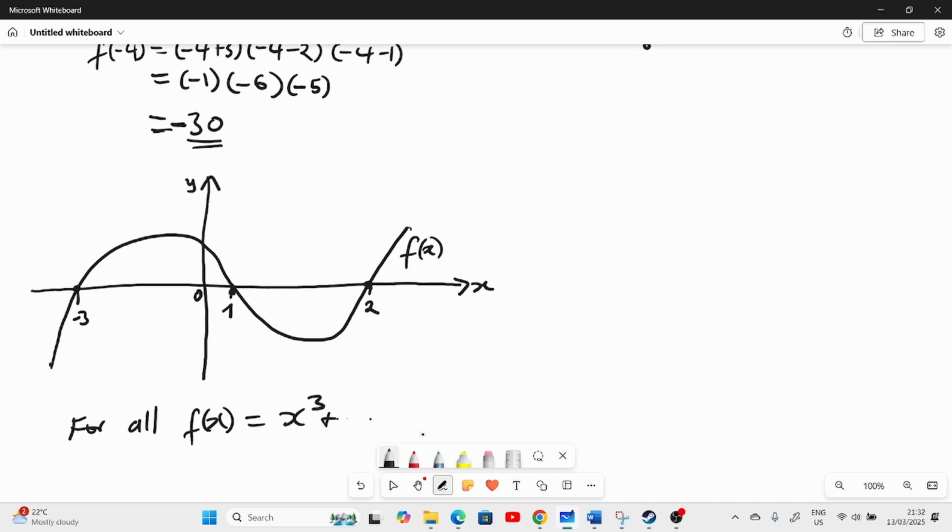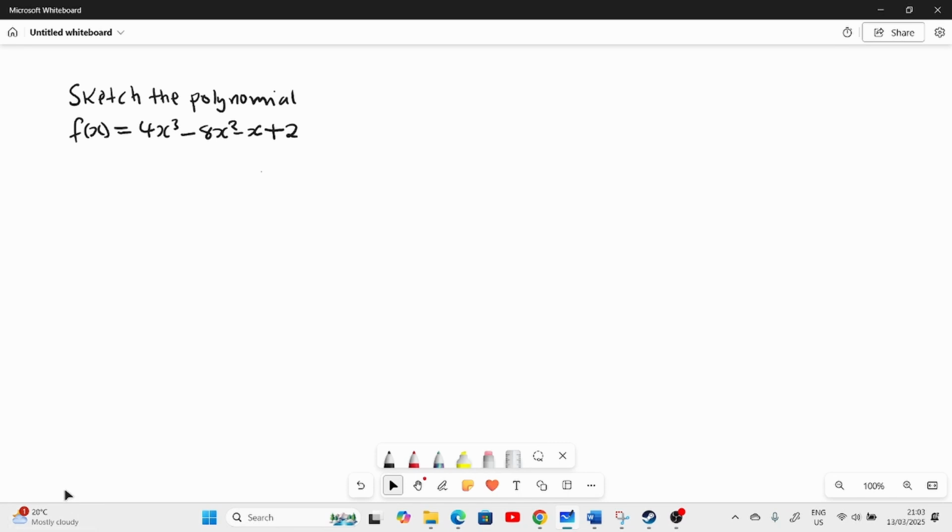Let's look at the next example. We're looking at sketching of polynomial functions. So the first thing that you need to do for you to sketch a polynomial function is to find, number one, the roots of this polynomial. How do you find the roots? By factorizing the given polynomial. So let's find the factors of the given function f of x.